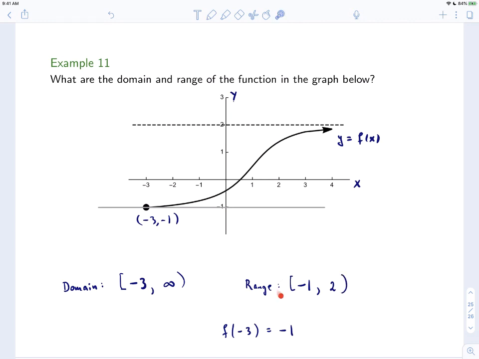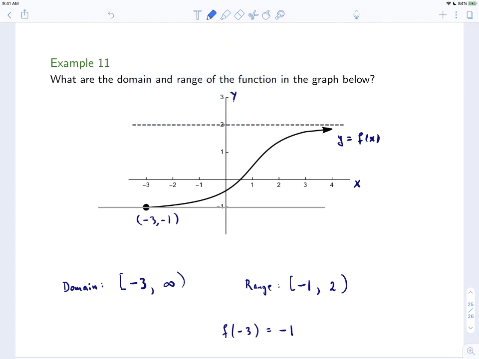Okay, so we use a bracket for the -1 because there's actually an output value that is -1. However, there is no output value that gives you 2. You can get as close as you want to it because this curve is increasing slowly, getting closer and closer and closer to 2, but it'll never actually get there. Any value between -1 and 2, there actually is some output value that equals that. So any number between -1 and 2, you can find some y value.